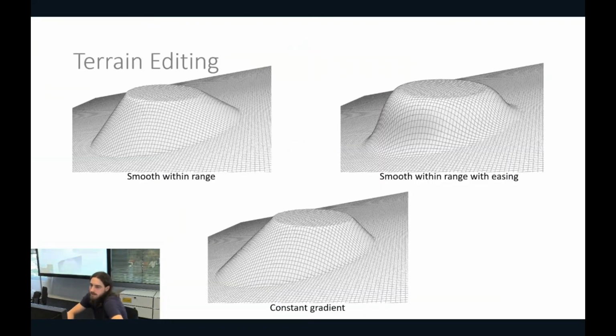So here are the new terrain editing border options. You can smooth within range, and this just interpolates between the existing and the new terrain height with the specified border. And then there's optional easing, which you can turn on to avoid creating sharp ridges. That's been used in the previous example. And then there's another, the constant gradient smoothing option, which will simply apply a fixed slope specified in degrees. Notice here the difference between the smooth within range and constant gradient border.